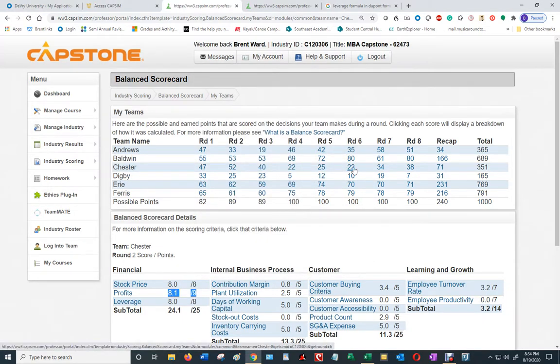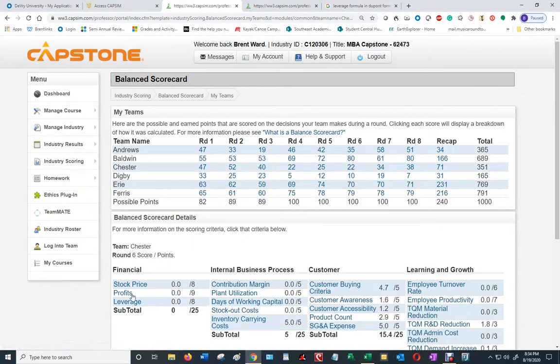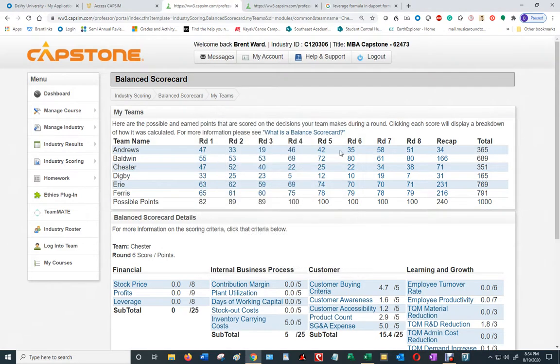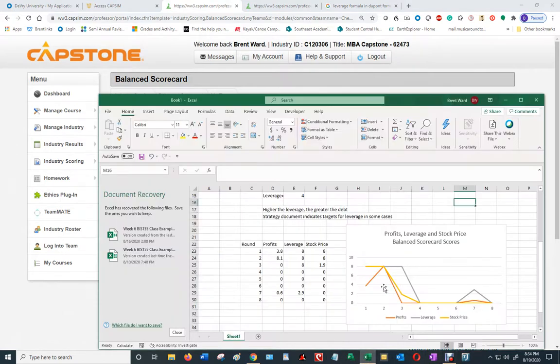So let's go to round 6 here and go to stock price. See how now it goes less than $2, no credit. 2 to $62 is partial credit, and then greater than 62 is full credit. So these are moving targets, but they should give you some idea of interpreting how you did over time on stock price.